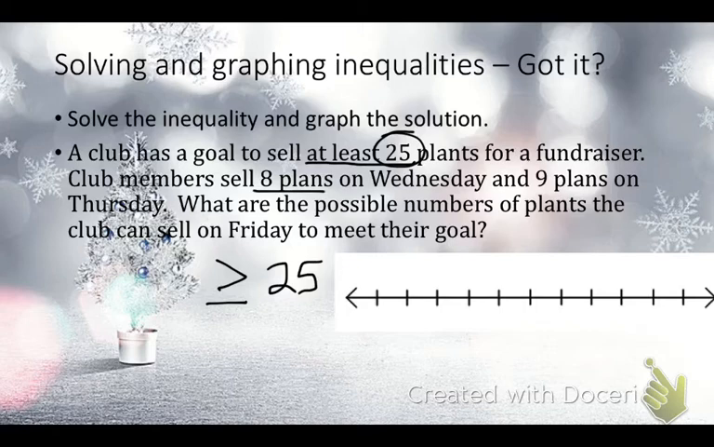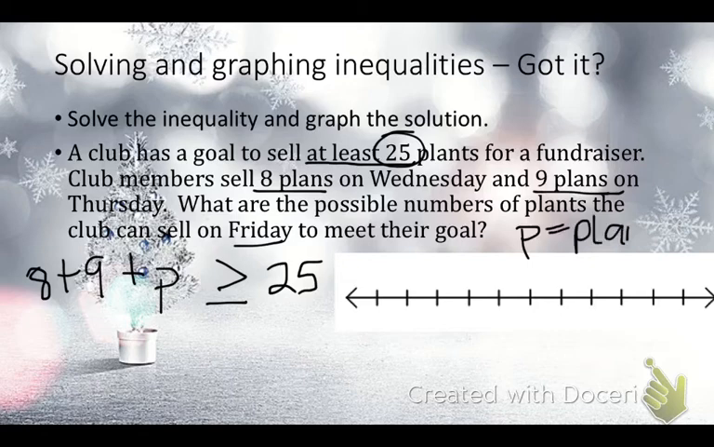Club members sell 8 plants, sorry for the typo there, 8 plants on Wednesday and 9 plants on Thursday. And then I need to sell some on Friday. So I am going to be thinking about the 8 that I've already sold plus the 9 that I've already sold plus the possible number of plants, P plants, that I will sell on Friday has to be greater than or equal to 25. Well, I know that 8 plus 9 is 17.